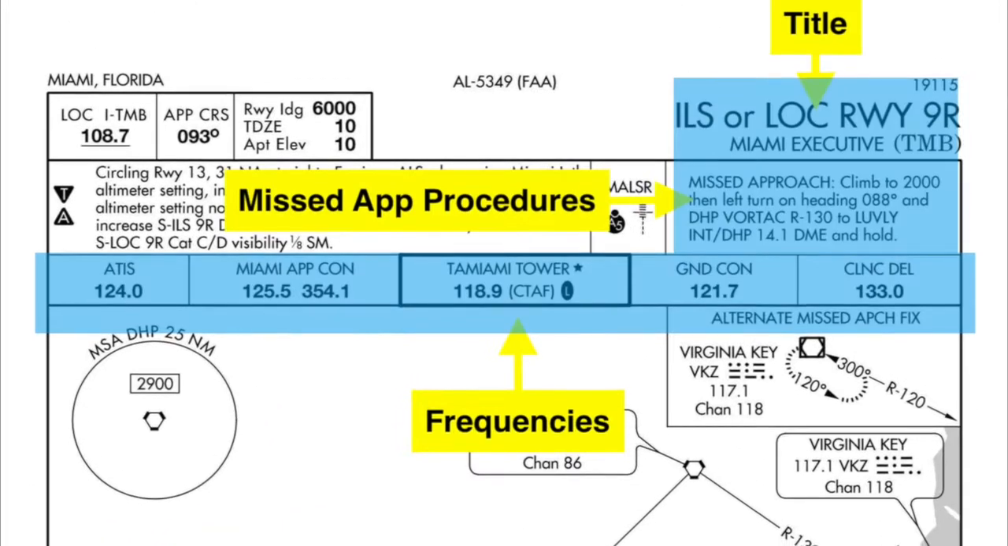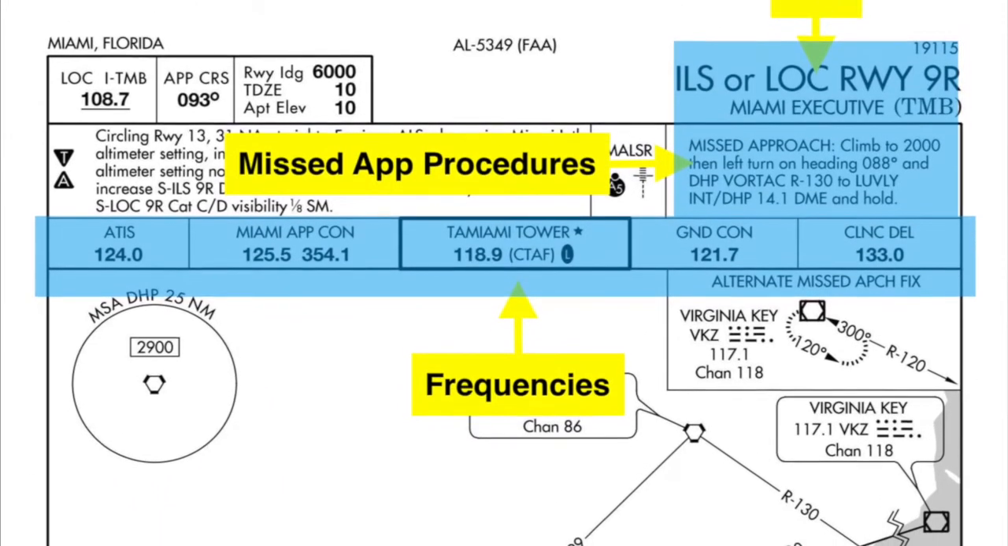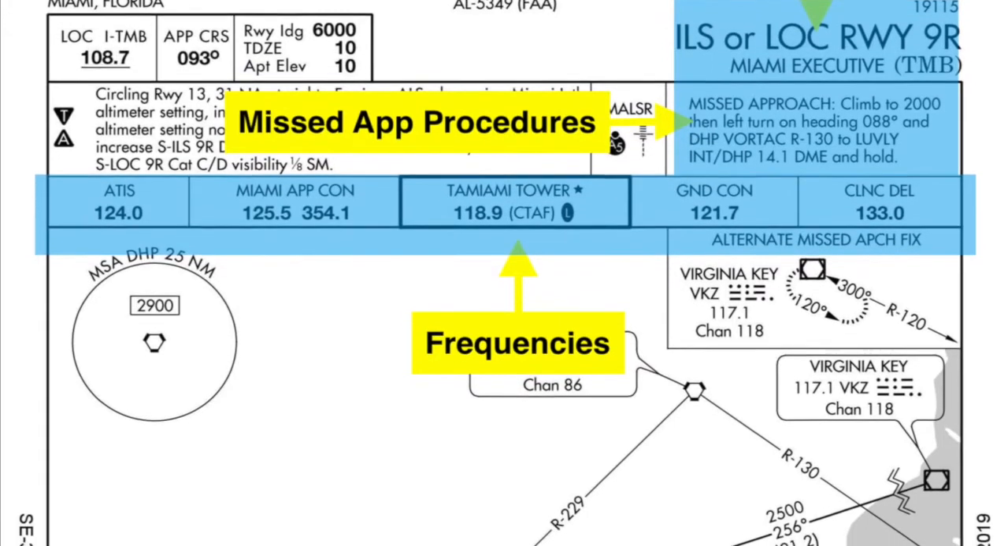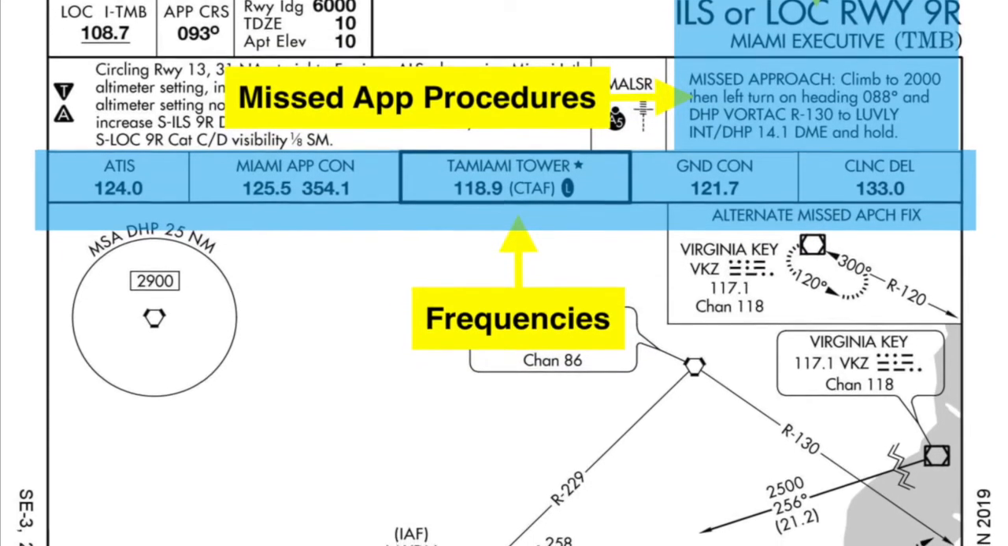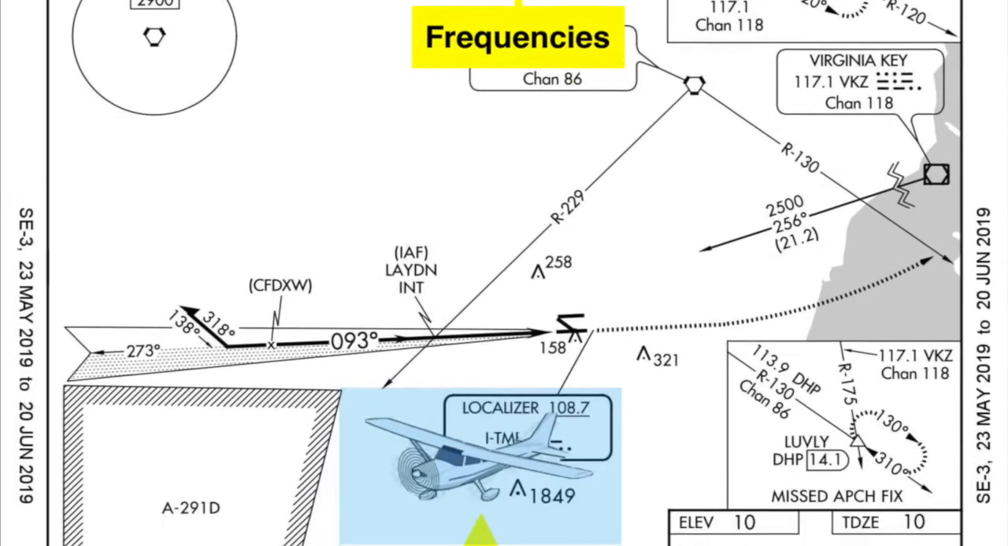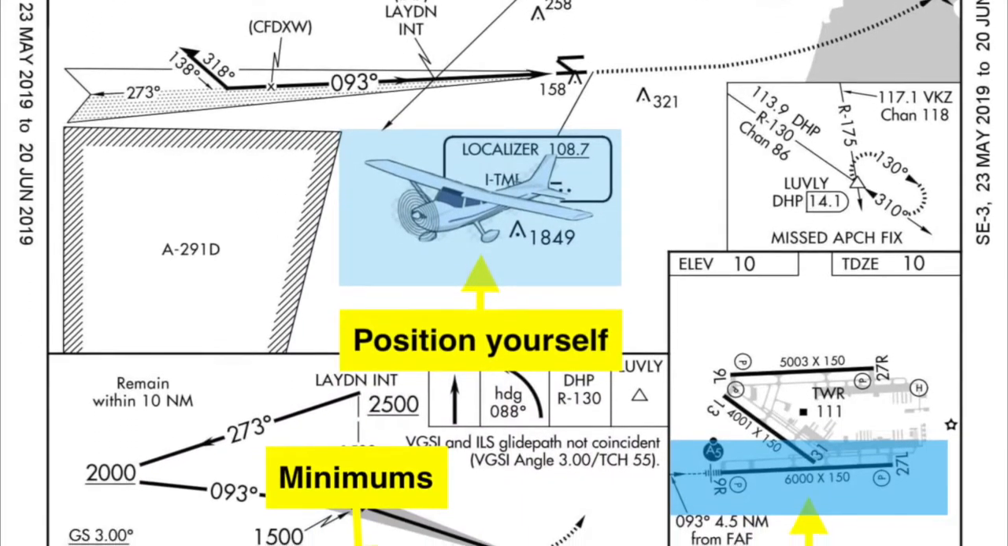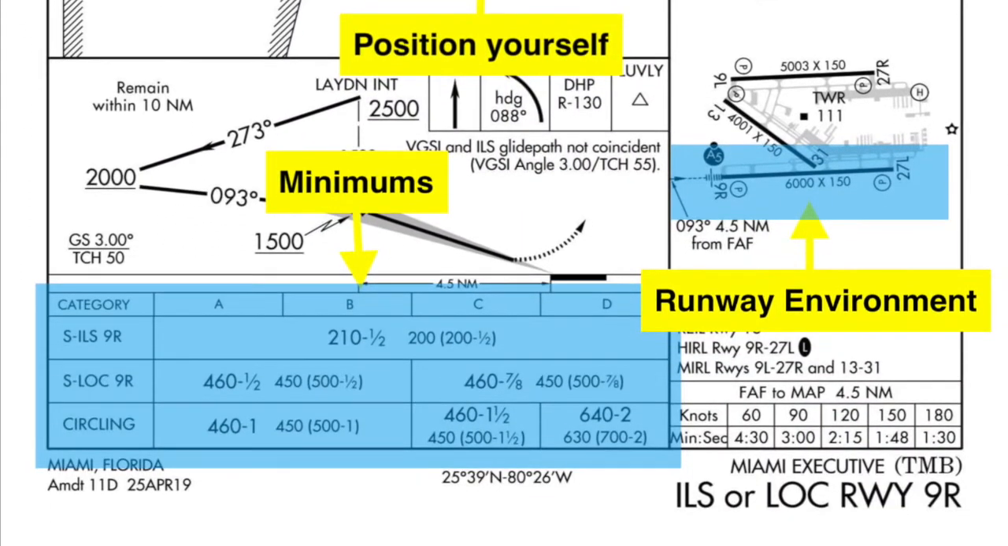Then you want to start at the title, work your way down, looking at all the important things such as frequencies, missed approach procedures, plan of action as far as where you're coming from and where you're going to go, minimums, and then rebrief again the missed approach procedure and the runway environment that you're going to look at as you come in on the ILS.